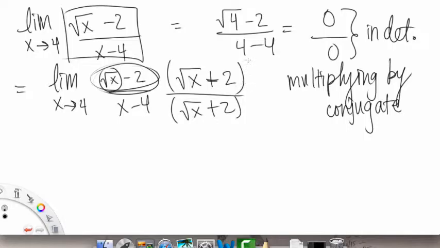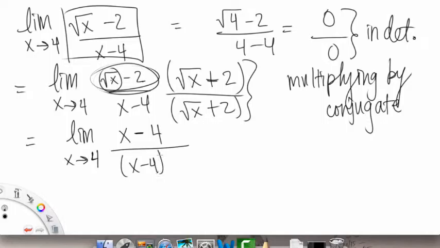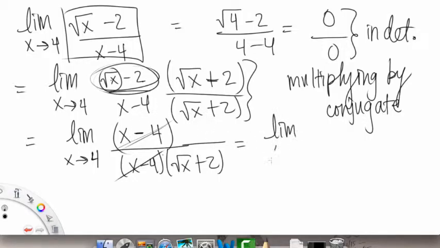So it's like we're multiplying by 1, right? This is just 1. Now let's see what's going to happen. Here's where the magic comes in, the magic of math. If we FOIL this out, we get an x. This is the difference of two squares, so this comes out to be x minus 4. On the bottom, we have x minus 4 times this square root of x plus 2. As you can see, now on top and bottom we have an x minus 4, which we can cancel out.